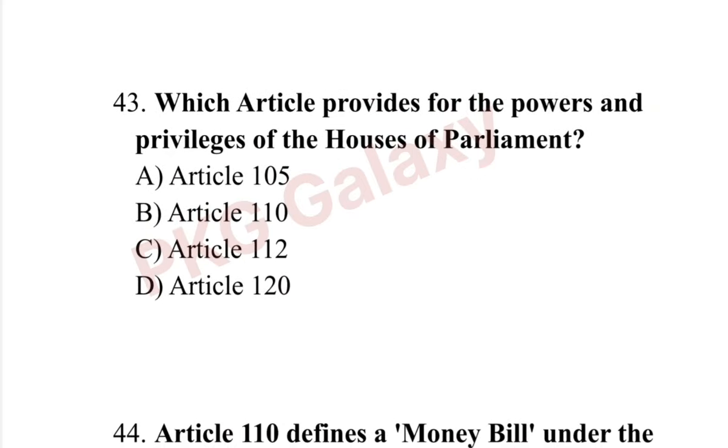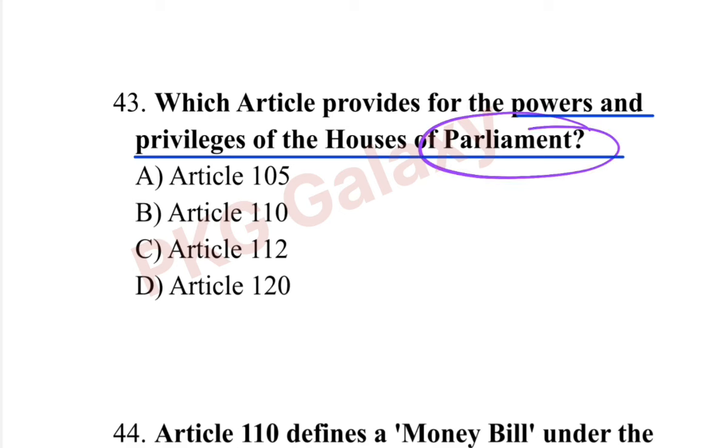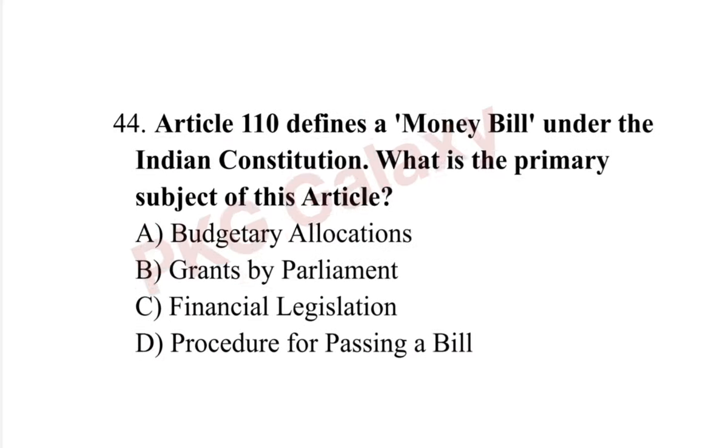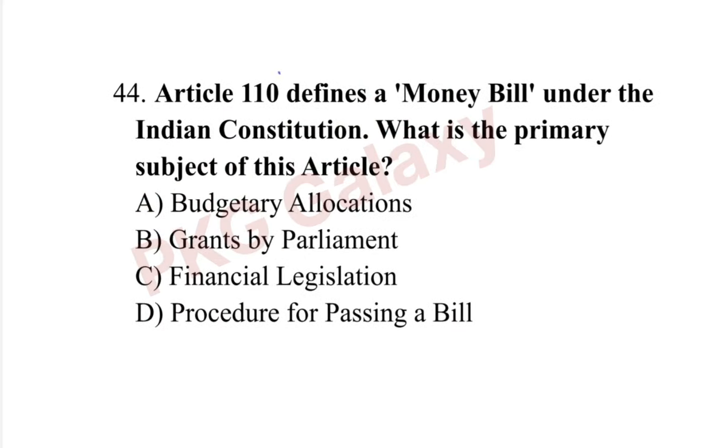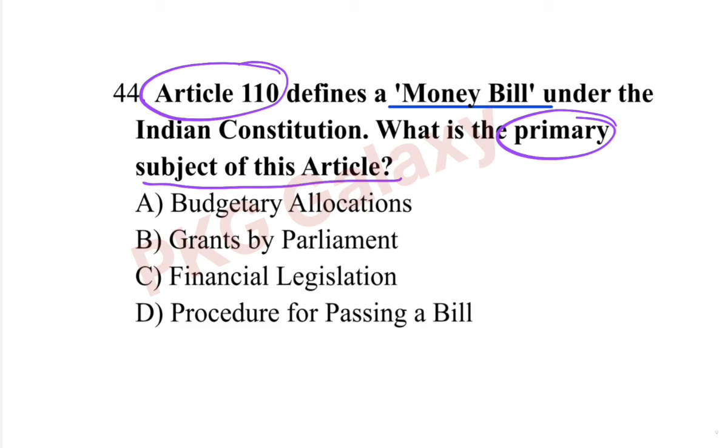Next question. Which article provides for the powers and privileges of the Houses of Parliament? The correct answer is option A, Article 105. Next question. Article 110 defines money bill under the Indian Constitution. What is the primary subject of this article? The correct answer is option C, financial legislation.